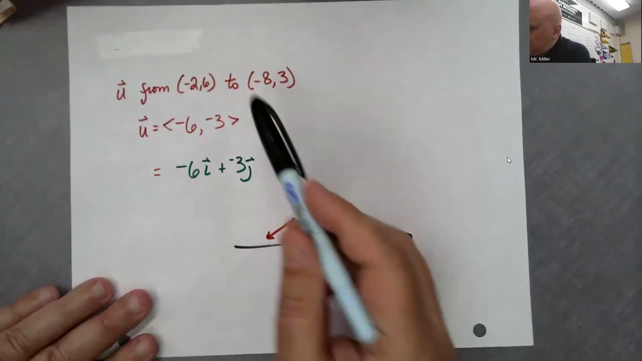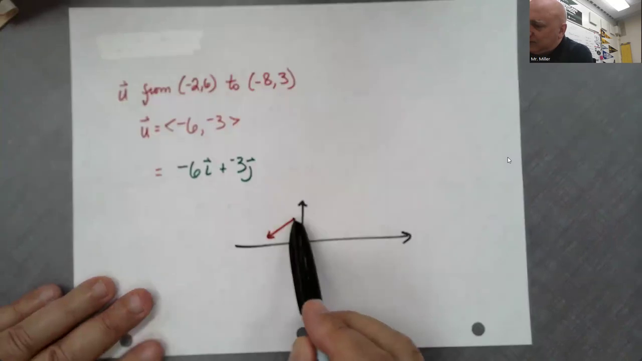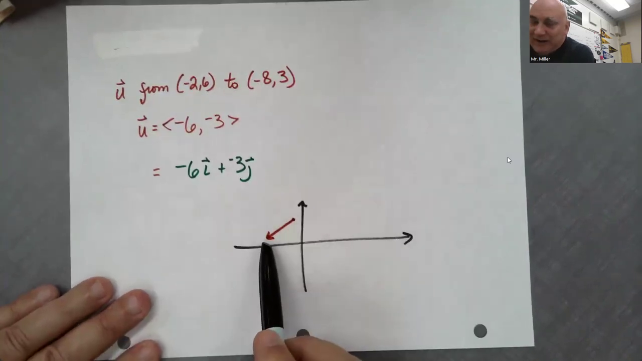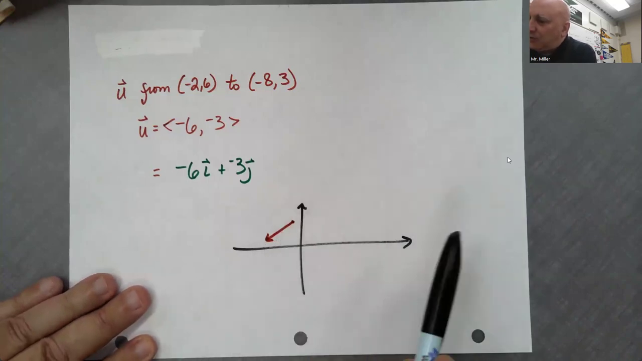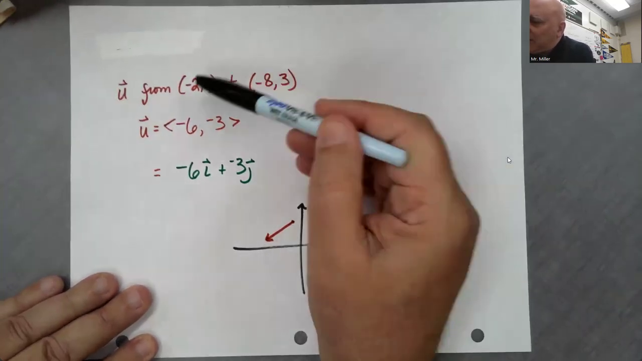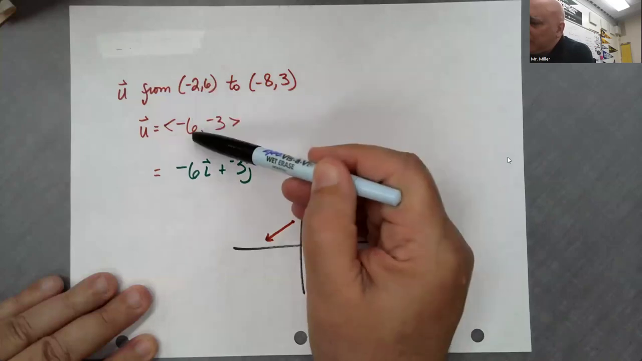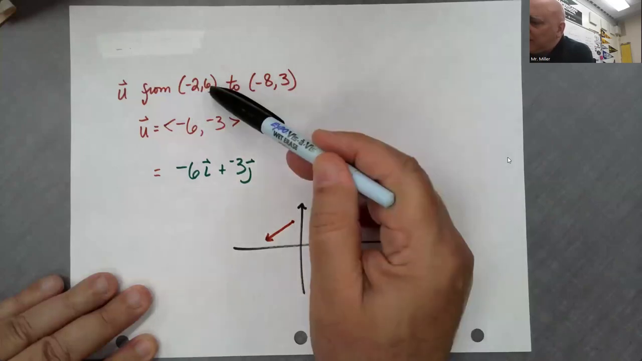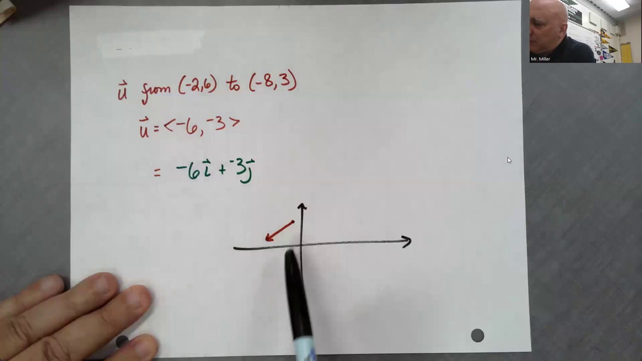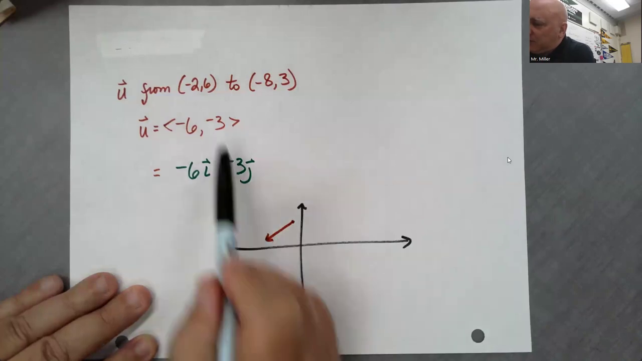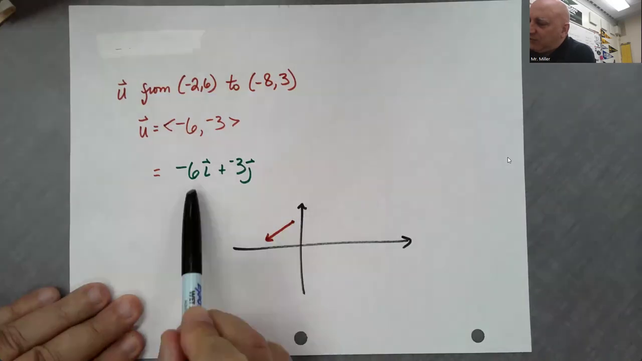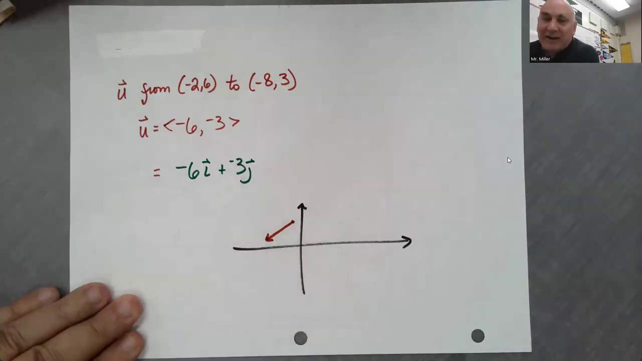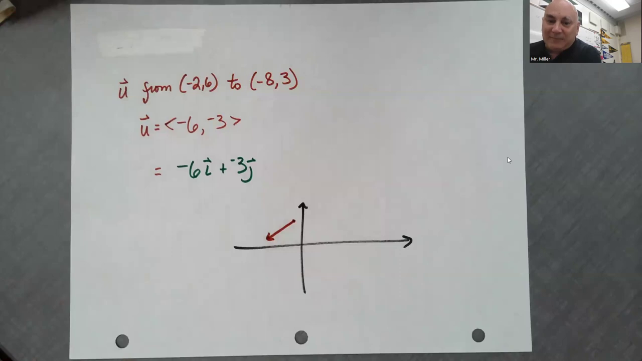We started at the point negative 2, 6, and we ended at the point negative 8, 3. So it's negative 8 minus negative 2, 3 minus 6. So this vector from here to here is the vector negative 6, negative 3, which is the same as negative 6i minus 3j.